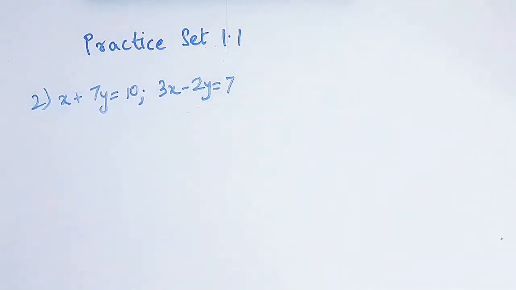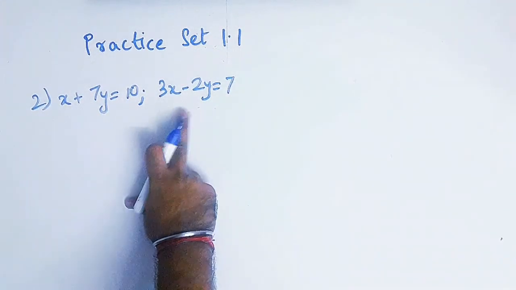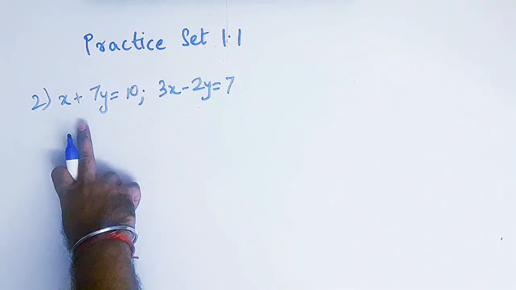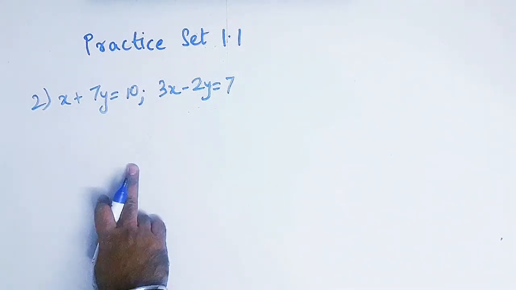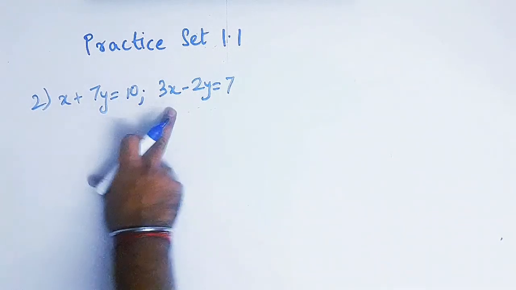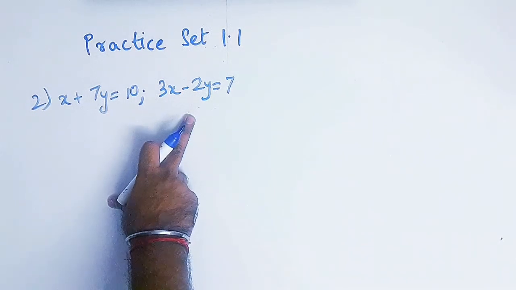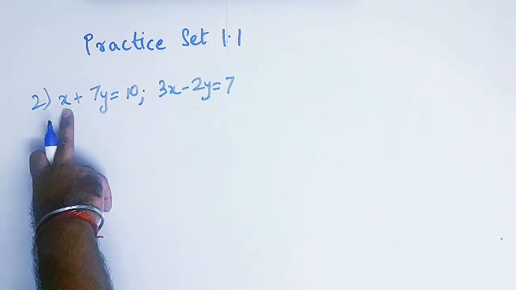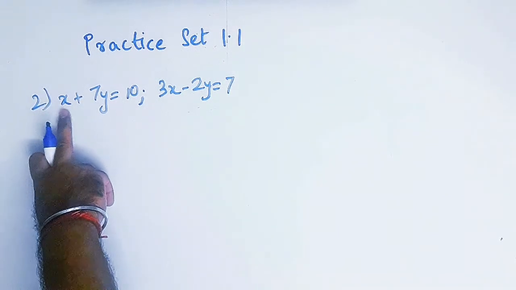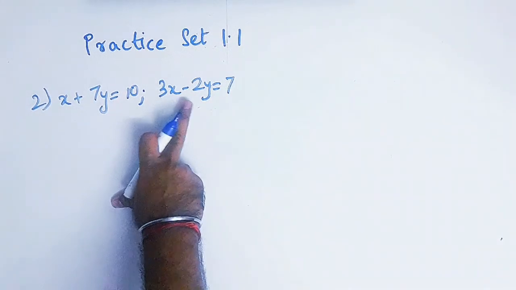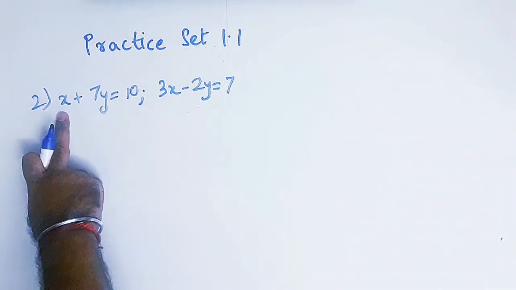Then next one. The next one says x plus 7y equals 10 and 3x minus 2y equals 7. Now you check, children, x and y are called variables. Which variable has equal coefficients? No, they don't have equal coefficients. It is very easy to change the coefficient which has value 1. Here x has coefficient 1, so we can easily make this 3 because 3x is there in the second equation.